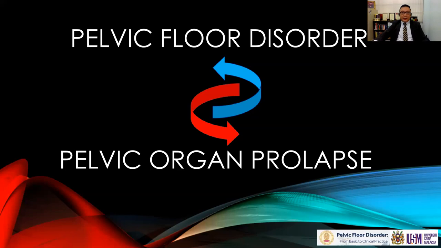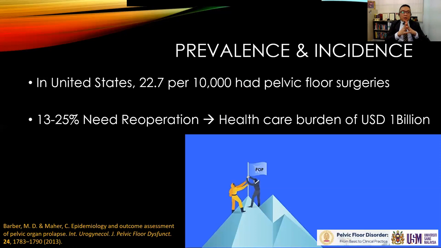Now, regarding the prevalence of pelvic organ prolapse in the United States, 22.7 per 10,000 population had some form of pelvic floor surgery, and 13 to 25% of them needed a reoperation to correct the disorder, causing a healthcare burden of about $1 billion.